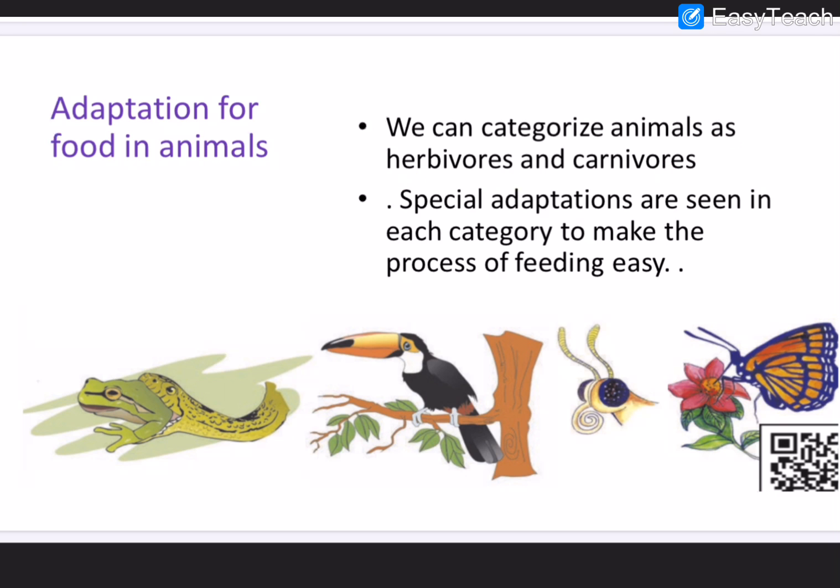We can categorize animals as herbivores and carnivores. Herbivores consume vegetation and carnivores consume other animals. Special adaptations are seen in each category to make the process of feeding easy. So there are special kinds of adaptations seen in each category of animals, so they feed easily.